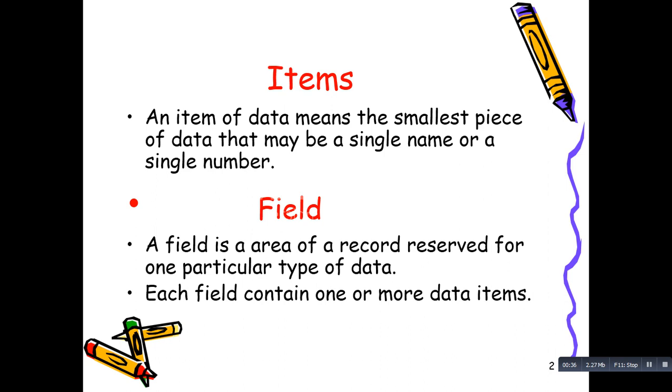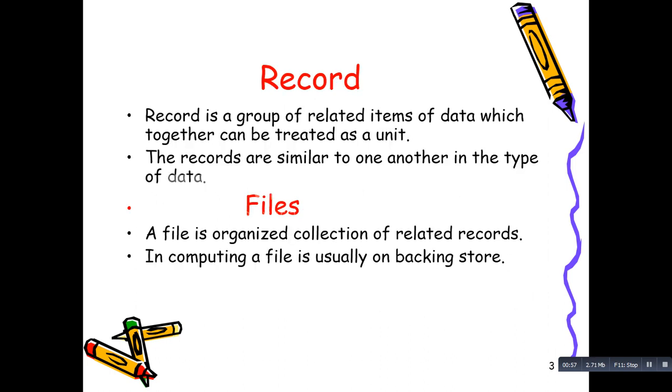An item of data means the smallest piece of data that may be a single name or a single number. Field. A field is an area of a record reserved for a particular type of data. Each field contains one or more data items. What is a record? A record is a group of related items of the database data which together can be treated as a unit. The records are similar to one another in the type of data.